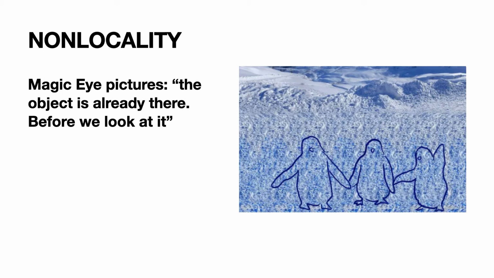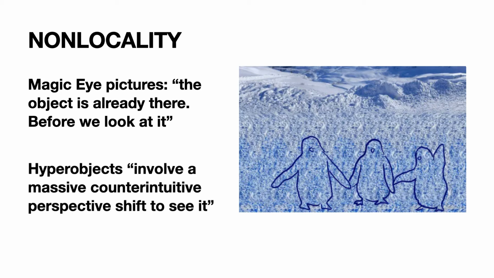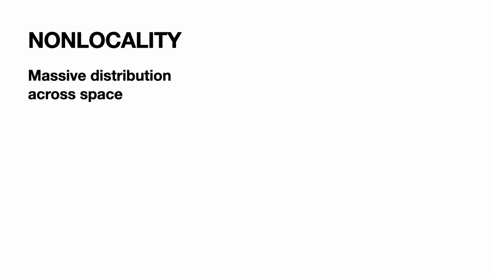As global warming, for example, is distributed massively across the biosphere, it's very hard to see as a unique whole entity. Like the image in a magic picture, global warming is real, but it involves a massive, counterintuitive perspective shift to see it. Since hyperobjects are vastly distributed across space and time, they can never be fully understood in their entirety.